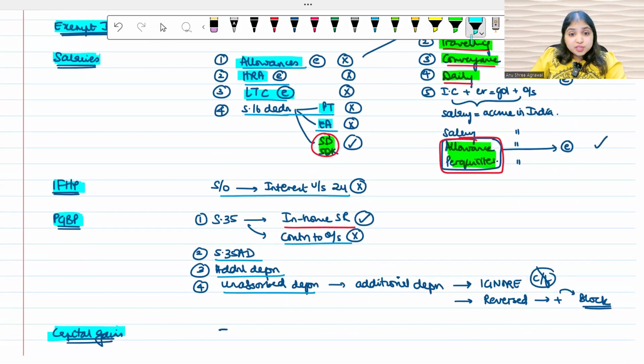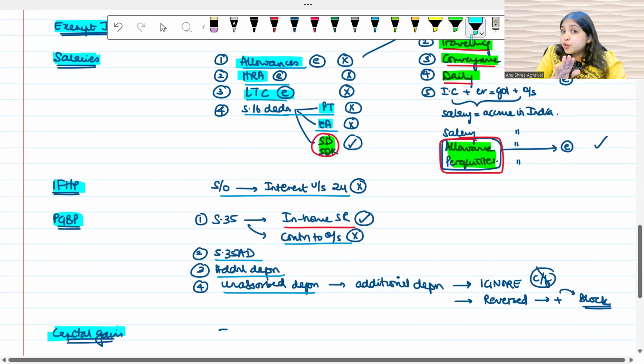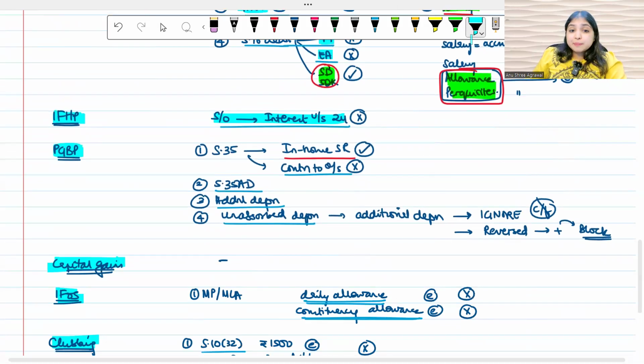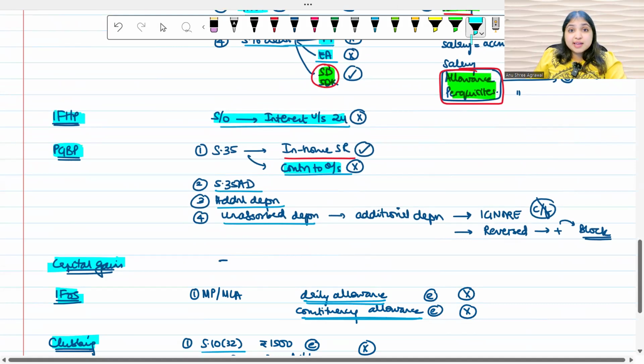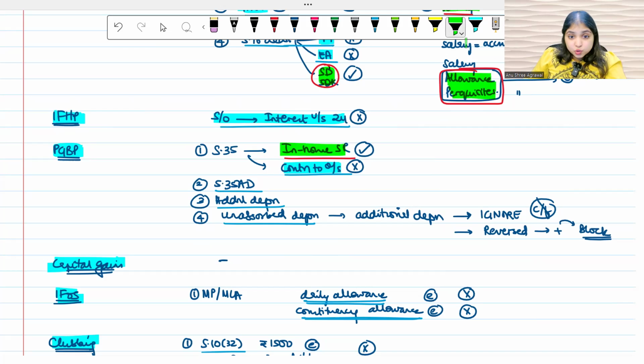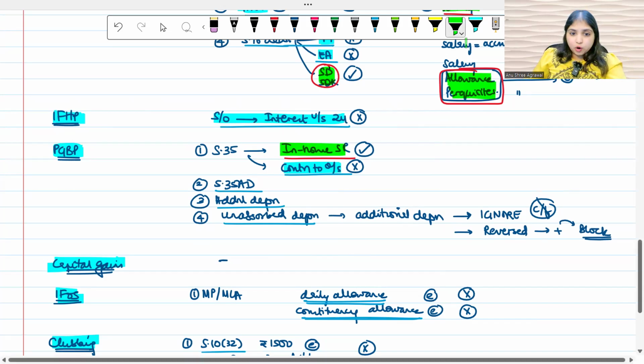Then under the IFHP chapter, if you see, let-out property, there's going to be no impact at all. Self-occupied property, interest under section 24, I will not let you enjoy. PGBP chapter, if you see, contribution to outsiders for scientific research, social science, statistical research, that deduction under section 35 we will not allow. See, in-house scientific research you can still enjoy, but contribution to outsiders you cannot enjoy.